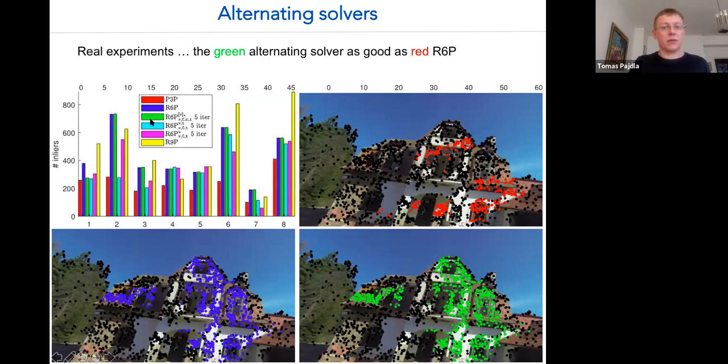So we see that the green guy, which is the linearized method with 5 iterations, is achieving basically the same performance as the full R6P, and is overcoming, in all cases and sometimes by large margins, just using P3P. And of course, this difference between P3P and the others depends on the magnitude of the rolling shutter effect. And also we see that it compares with the nine point method, which uses more data, and if the data is clean, has of course a better chance to get a good result.